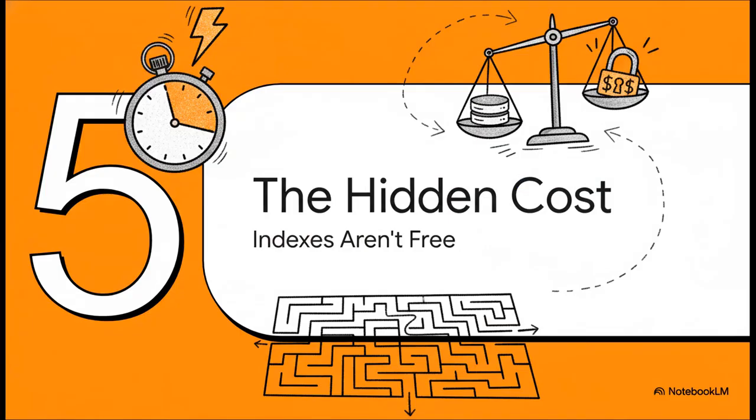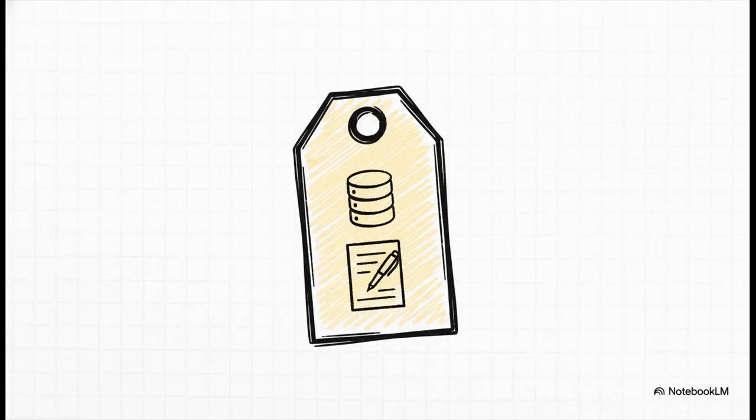Okay, but here's where we get to the really critical part of the whole story. This incredible speed, this amazing power, well, it doesn't come for free. There is always a trade-off, and you absolutely need to understand the hidden cost of using an index. That's right. There is no such thing as a free lunch, especially in databases. Every single index you add to your table comes with a cost. You are making a very deliberate choice to get that incredible read performance.